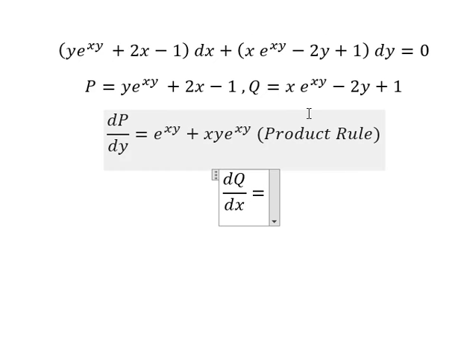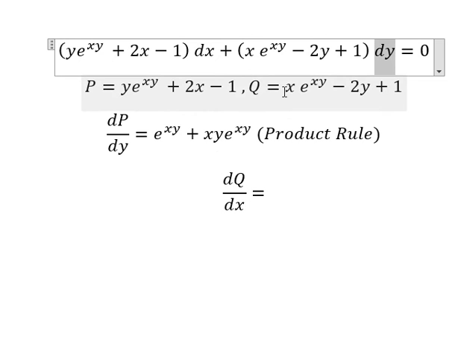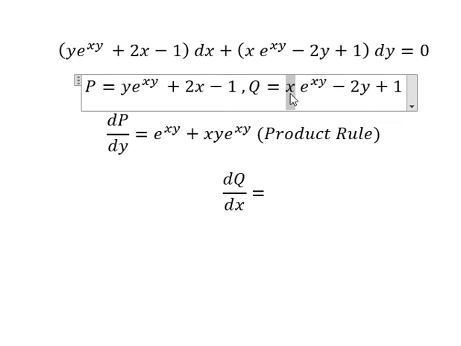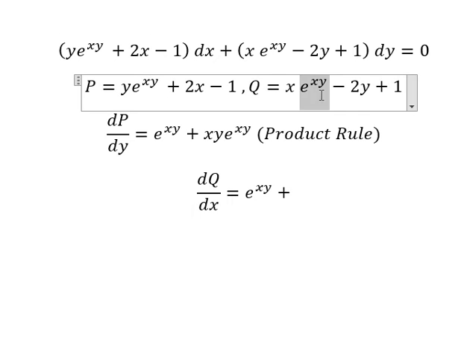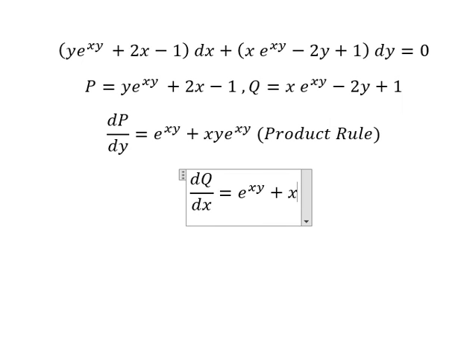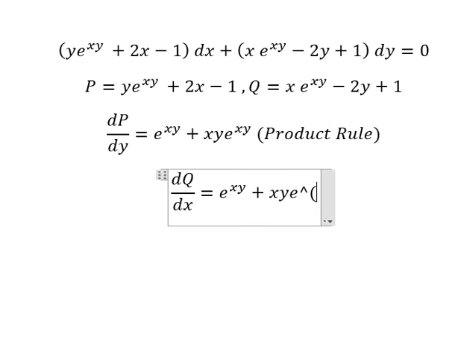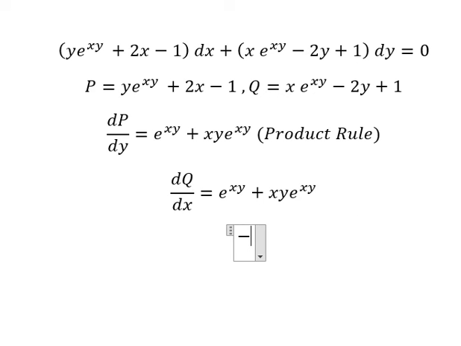that is about x, because we have dy. First the derivative of x, we have number 1, so we have e to the power of xy. Later that we do first the derivative of e to the power of xy, so we have ye to the power of xy. So we have xye to the power of xy, and we can see that this one and this one, they are the same. So that is about exact.